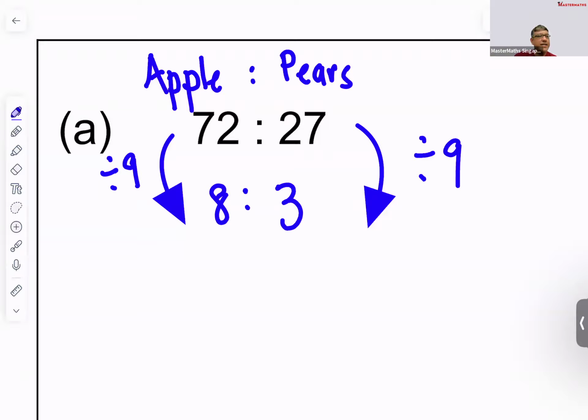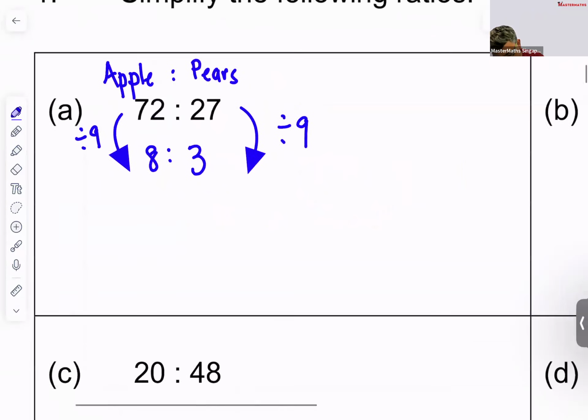Can I divide 8 and 3 by another number? No. 8 can be divided by 2, but 3 cannot be divided by 2. 3 can be divided by 3, but 8 cannot be divided by 3. So we stop here. This is the answer.